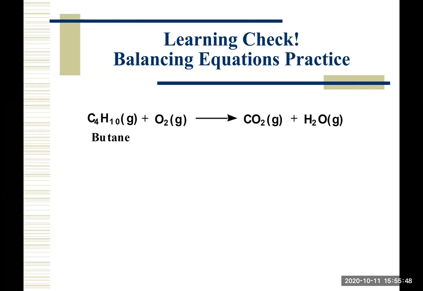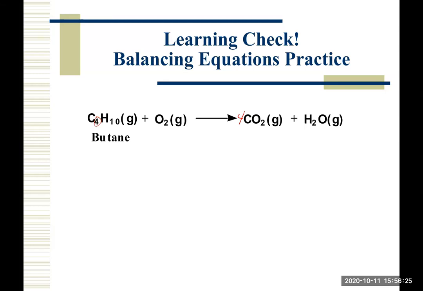Let's look at something a little bit more difficult, and we can see that this is a combustion reaction because we have butane, which is a fuel, reacting with O2 to form CO2 and water. Again, a typical complete combustion reaction. We'll start with carbon because carbon shows up in 1 compound on each side of the arrow. We see that on the left side of the arrow we have 4 carbons, and over on the right side of the arrow we have only 1 carbon, so we put a 4 in front of the CO2.